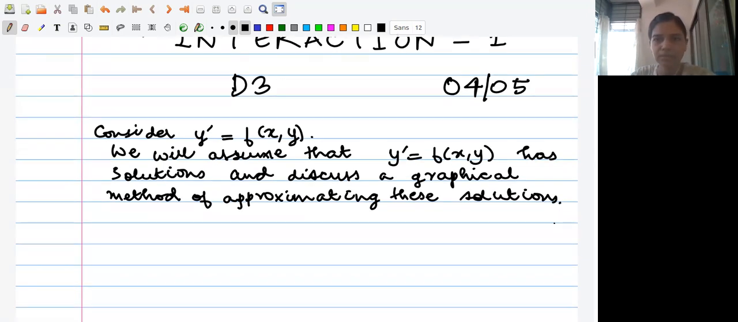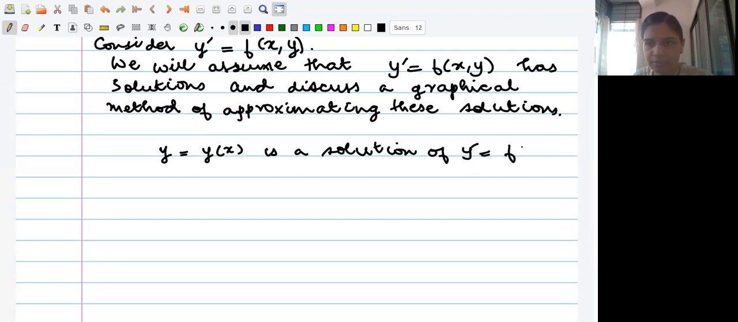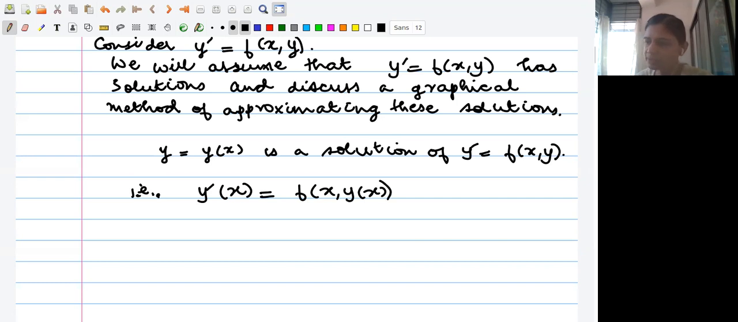So how do we go about it? Let's assume that y equal to y(x) is a solution of this differential equation, right? So what does it mean? This means by definition that this function y satisfies this differential equation, correct? On some interval I, for all x in some interval I, correct?